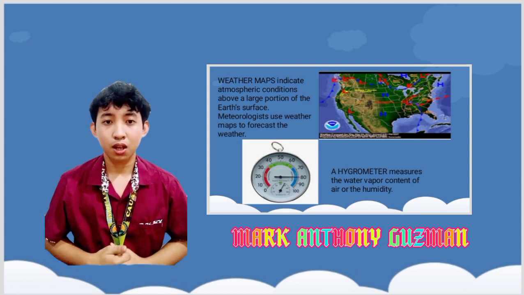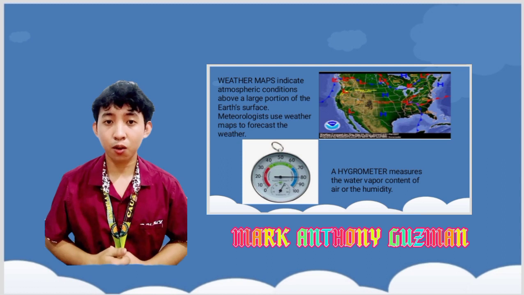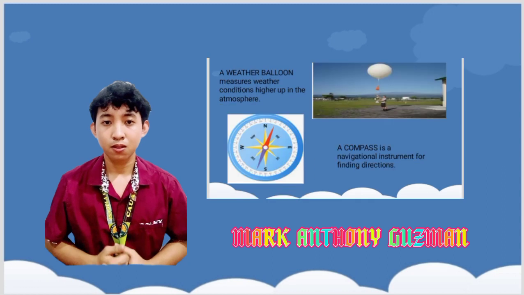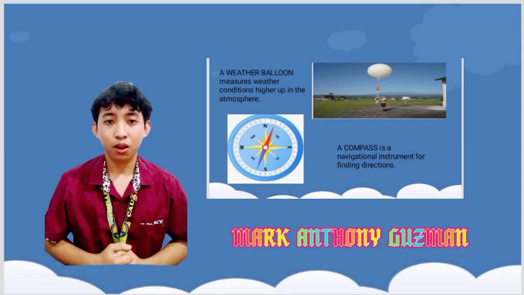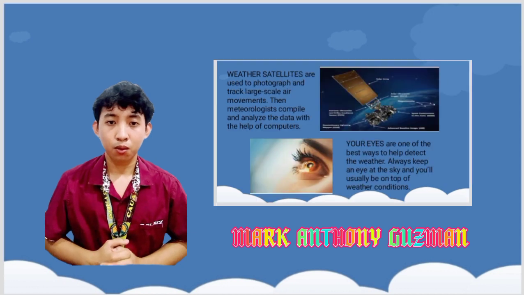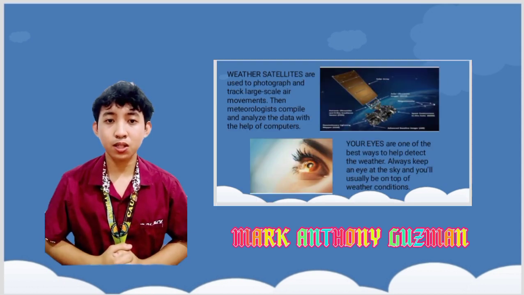So next is hygrometer. A hygrometer measures the water vapor content of air, or the humidity. Next is the weather balloon. A weather balloon measures weather conditions higher up in the atmosphere. Next is the compass. A compass is a navigational instrument for finding directions. Weather satellites are used to photograph and track large-scale air movements.